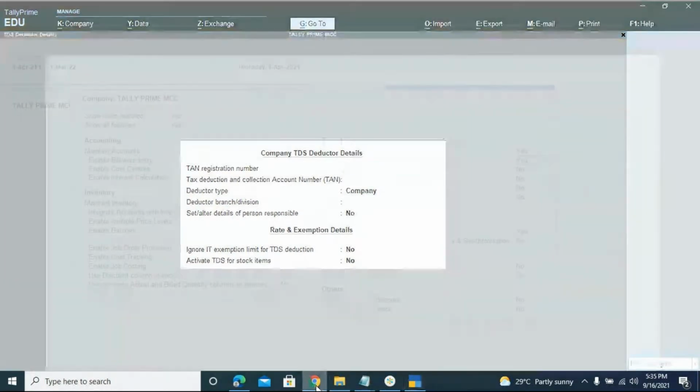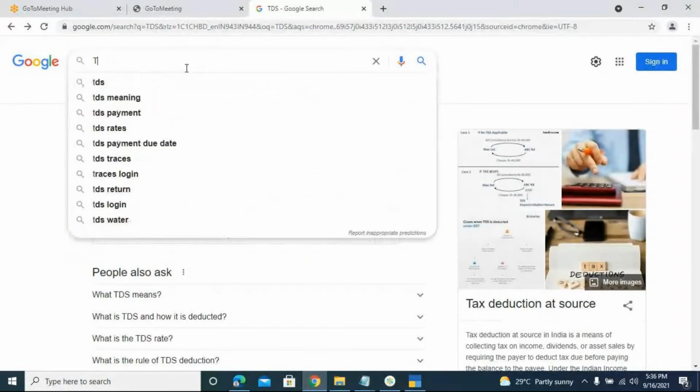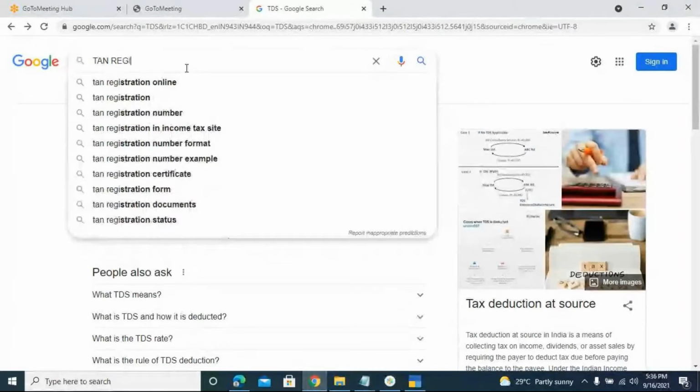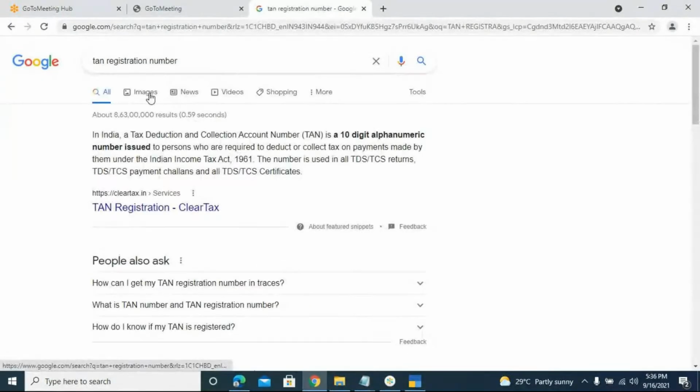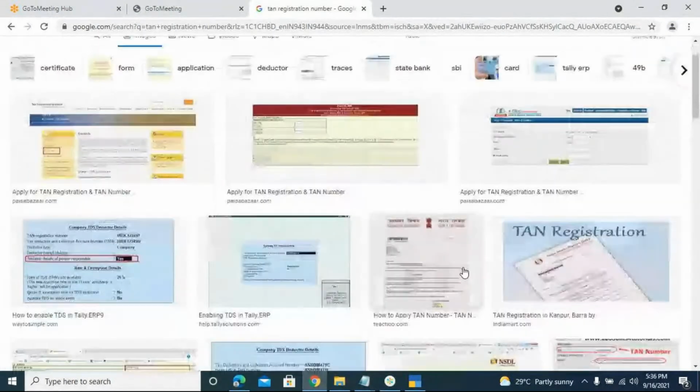Now how does this TAN registration number appear? If you want, I can show you a format so that you will also see how this number is, or I can give you a sample of it.